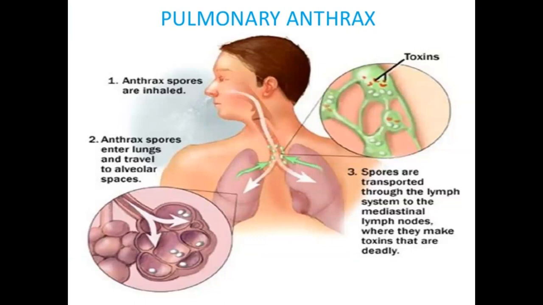Pulmonary anthrax, that is, spores are inhaled. Anthrax spores enter the lungs and travel to the alveolar spaces. The spores are transported through the lymph system to the mediastinal lymph nodes, where they release toxins that are deadly.